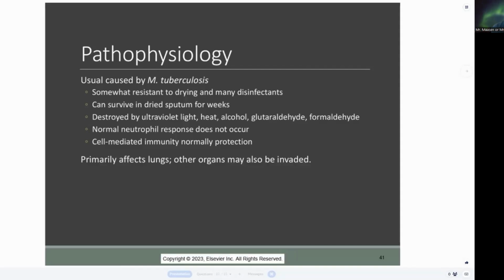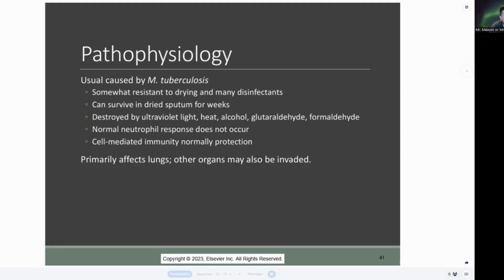So pathophysiology, it's caused by the M. tuberculosis Mycobacterium tuberculosis. It's a very resistant bacterium. It has a very strong cell membrane. It's very resistant to certain disinfectants and can survive in sputum for weeks, even. So it's long-lived. It's destroyed by UV light, alcohol, those kind of things.